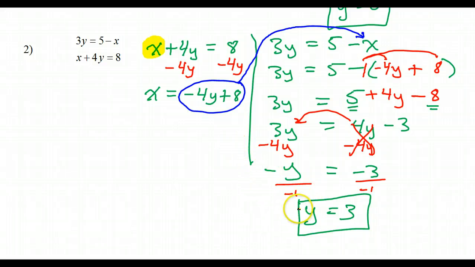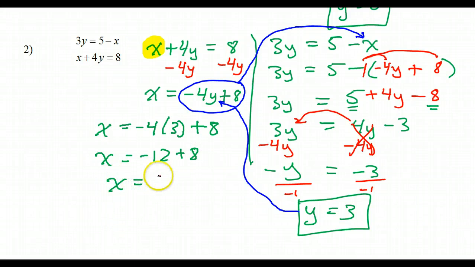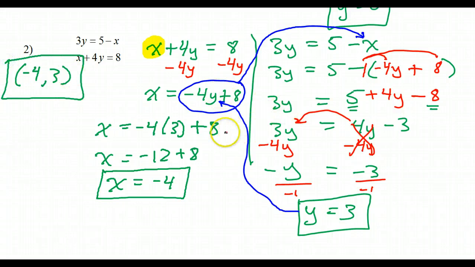So to find the x value, we just need to take this y value and substitute it back in right there. So that is going to give us x equals -4 times 3 plus 8. So that's -12 plus 8. So that is -4. So as an ordered pair, we would have -4, 3. Okay, so that's number 2.